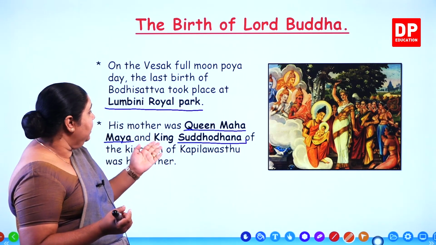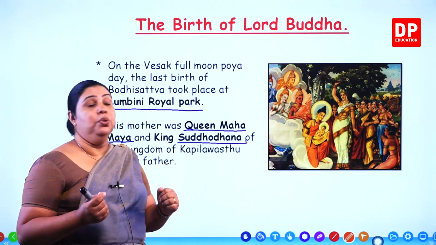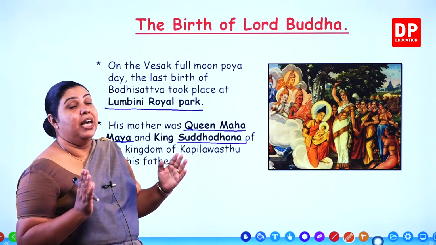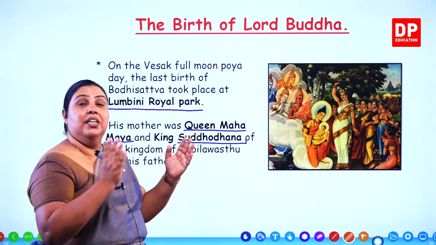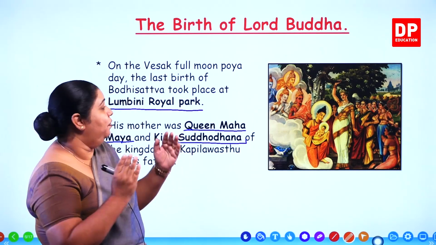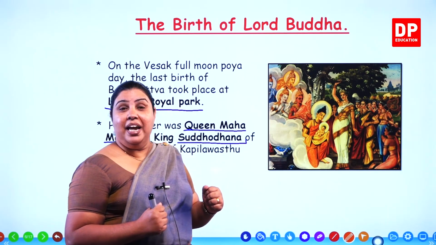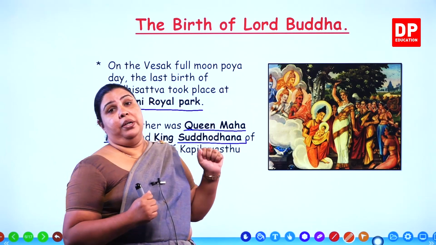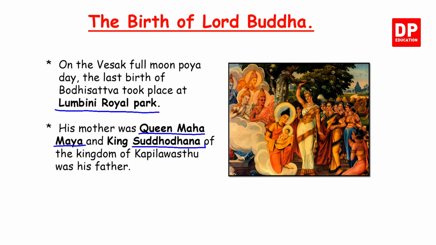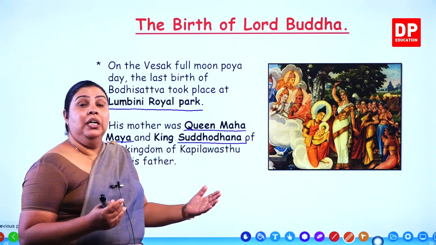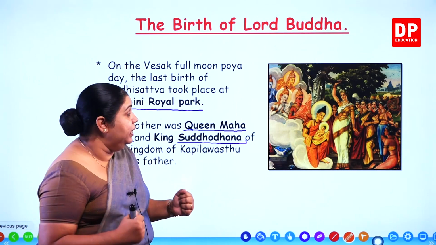So we say his mother was Queen Mahamaya and King Suddhodana of the kingdom of Kapilavastu was his father. Queen Mahamaya and King Suddhodana were the beloved mother and father of this little Prince Siddhartha. I hope you can see what a beautiful picture. Right? So this is how the birth of Lord Buddha happened on a Vesak Poya day. Where did it happen? At the Lumbini Royal Park. So now this is how the birth happened. The Prince Siddhartha's birth happened like this.